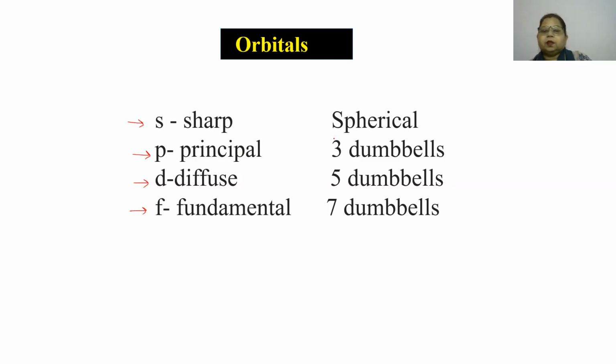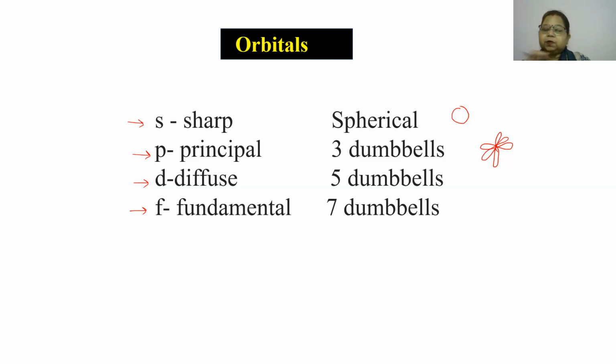Now, what is their shape? The shape of s orbital is, as I told you, spherical. Now, what is the shape of p orbital? It has 3 dumbbells. This is one dumbbell. This is the second dumbbell. And this one is the third dumbbell. Similarly, the d orbital is made up of 5 dumbbells. F is made up of 7 dumbbells. Is it clear? This has to be remembered, or we have a word called marked up.